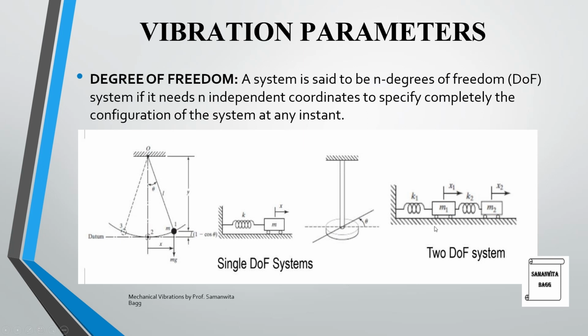This last one is the 2 degree of freedom system because this mass m1 is moving with respect to k1. Also there is some effect of k2 and m2 on it. Same way m2 is dependent on these spring and mass systems. That is why this is a 2 degree of freedom system. You can see your x1 and x2, they are the displacements of mass m1 and m2 respectively.